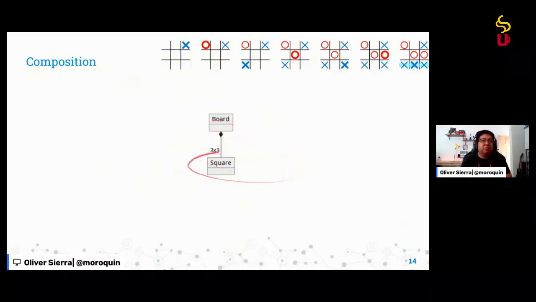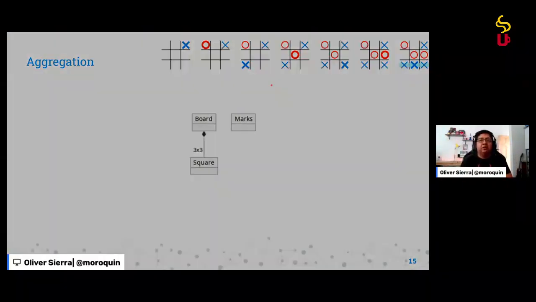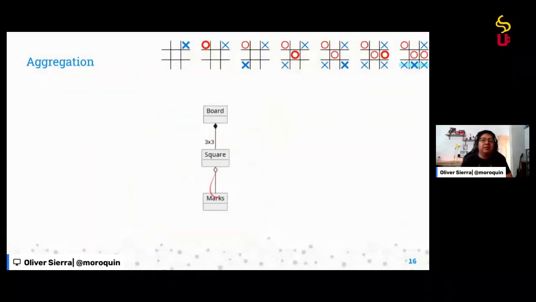So the board is composed of a matrix of squares, but we have more concepts, and here we have marks. If you can see, each square can have a different mark. At the beginning, this square was empty, then it has an O, and this square was empty, and then we have an X. So I'm going to say that these squares aggregate a mark, because it's part of the square, but it changes in the life cycle of this game. So I'm going to use the aggregation symbol here. I understand that the square aggregates some marks, but we understand that this mark can change in the life cycle.